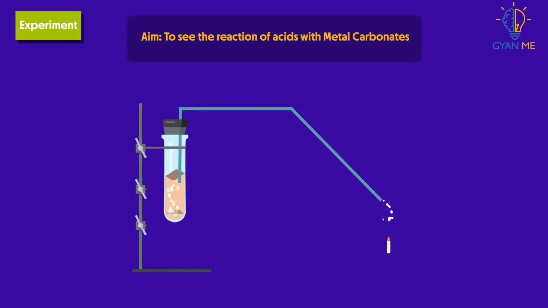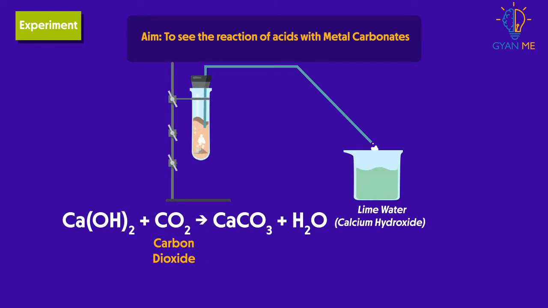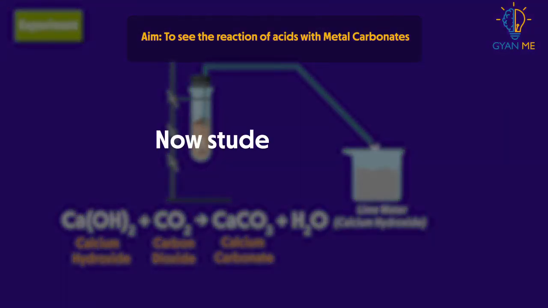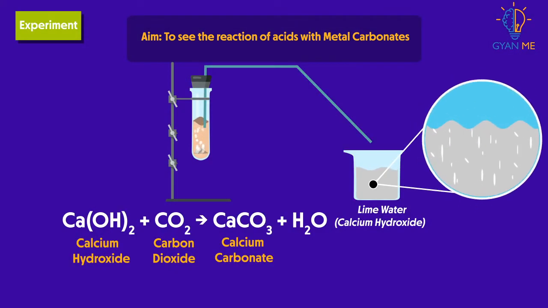Now let's pass this gas produced through lime water, that is, calcium hydroxide solution. We notice that carbon dioxide, when passed through lime water, turns lime water milky. Carbon dioxide reacts with colorless lime water, that is a solution of calcium hydroxide, to form a white milky precipitate of calcium carbonate. The calcium carbonate so formed is insoluble in solution. Now students, you can understand why lime water turns milky white. It is because the insoluble precipitates of calcium carbonate are white in color. That's why the solution becomes whitish.